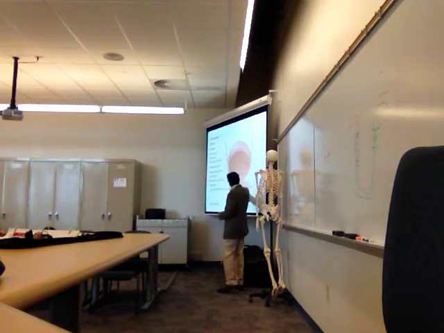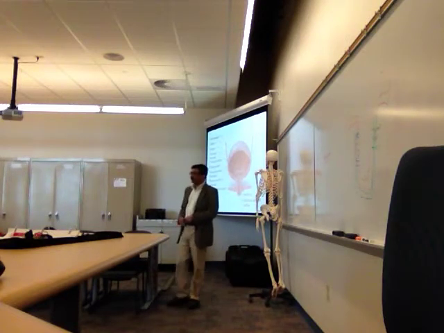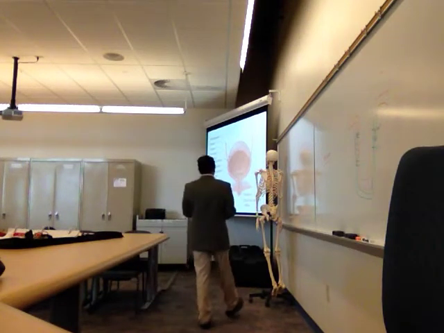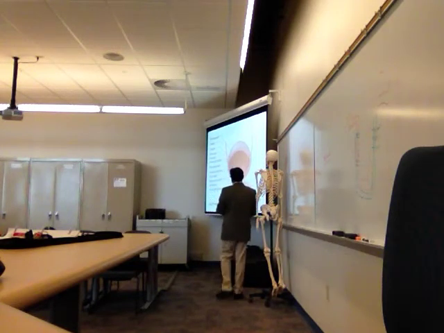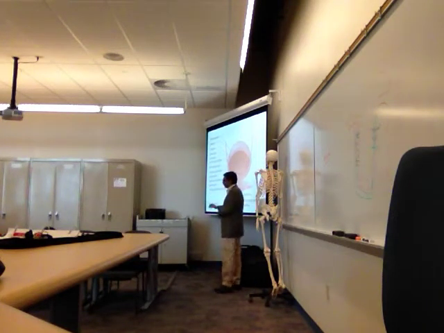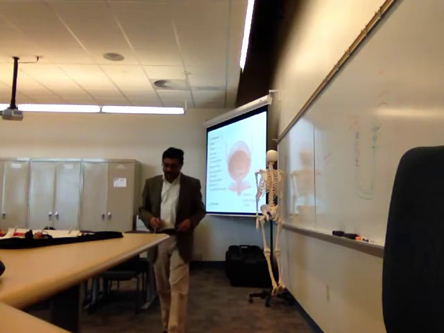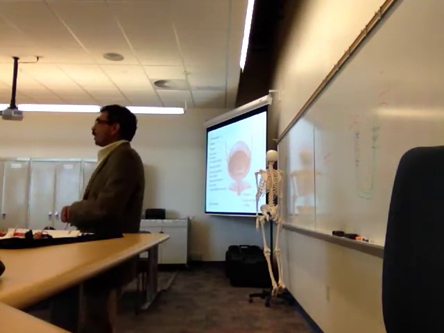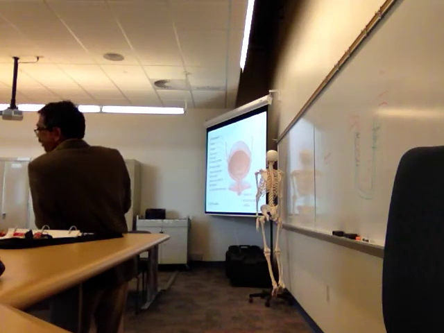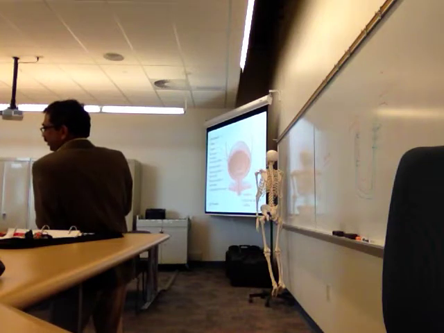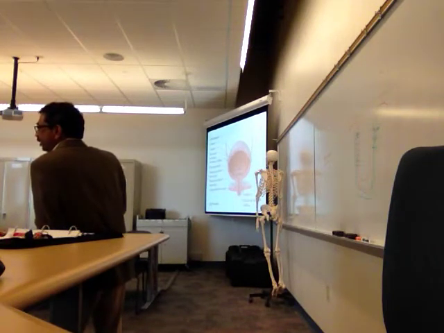If you see the urethra, there are two sphincters present in the urethra. One is called the internal urethral sphincter and another is the external urethral sphincter. Now, the external urethral sphincter you can control. You can control the external one. You have no control on the internal sphincter.